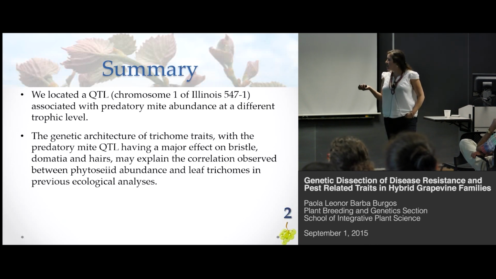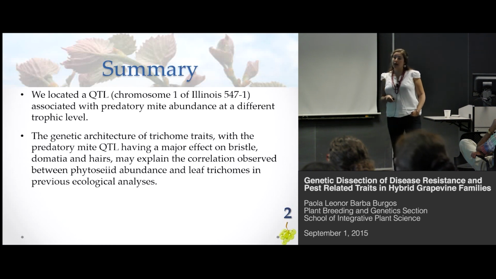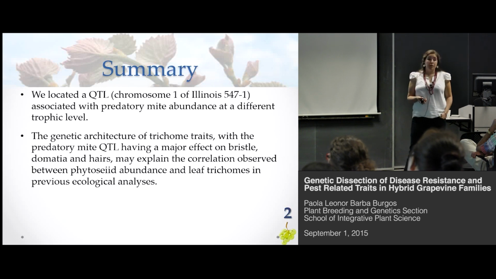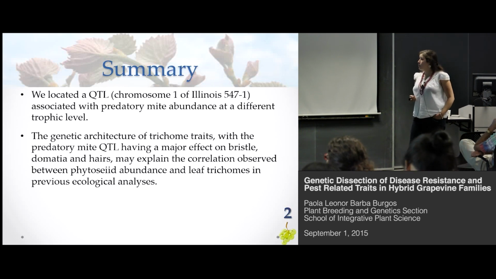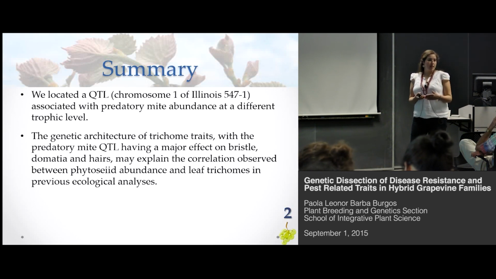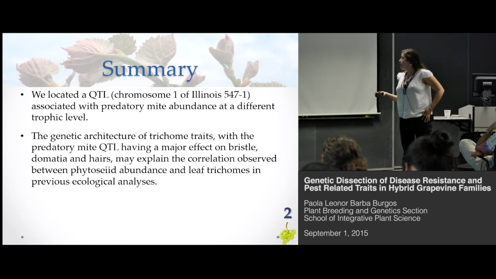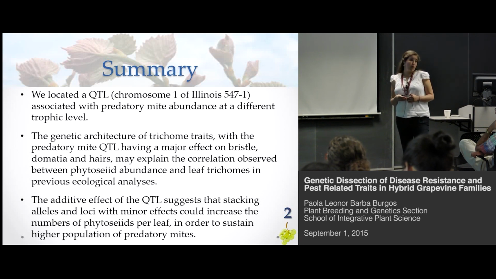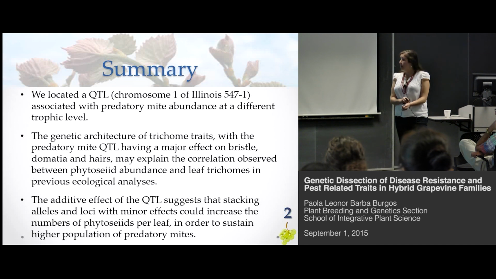The architecture of the trichome trait, with this predatory mite QTL having a major effect on all the other traits, might explain the correlation observed between Phytoseiid abundance and leaf trichomes in previous ecological studies, and also suggests that there may be one or several genes involved in the general leaf development pathway controlling this trait. Also, the additive effect of the QTLs suggests that stacking alleles or loci with minor effects could increase the number of Phytoseiid per leaf in order to sustain higher populations of predatory mites, which is what is needed for effective biological control.